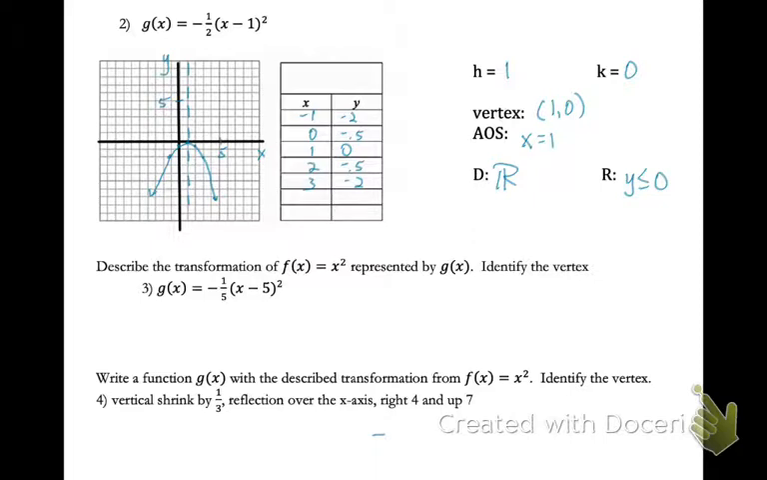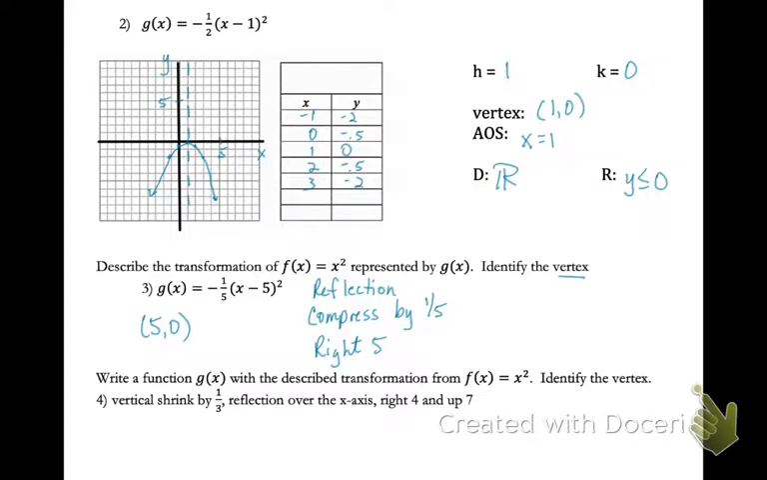Now let's describe the transformation represented by g(x) in number 3, just from the parent quadratic function, g(x) = -1/5 (x - 5)². So we have an a value of negative 1/5. Since it's negative, that means we have a reflection across the x-axis. Since it's a multiplier and less than 1, it's a compress. So we say compress or a shrink by 1/5. And then our h value is 5, so this is shifting to the right 5. Our vertex is the h and the k value, which is (5, 0).